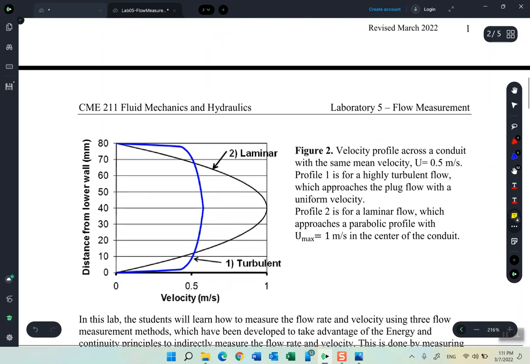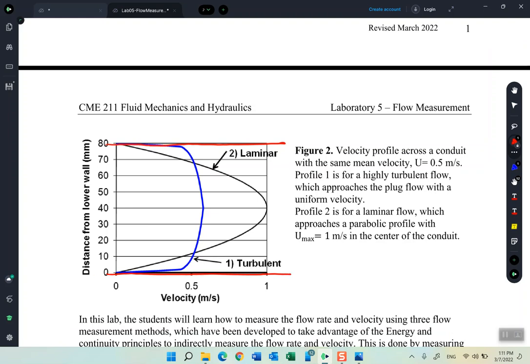Just imagine that we have a certain conduit, a pipe. This is the boundary of the pipe. The red line represents the wall of this pipe. And we have water flowing from this direction. And this is simply a chart for the velocity distribution across the conduit cross-section. The x-axis shows the velocity, and the y-axis shows the distance from the wall.